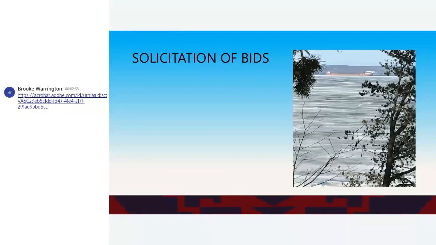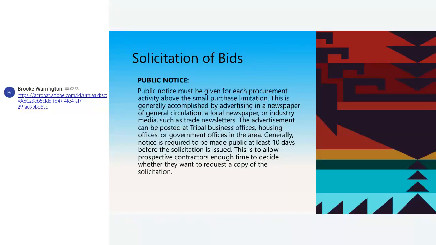So your solicitation of bids: public notice has to be given for each procurement activity over that small purchase limitation. It's generally accomplished by advertising in a newspaper of general circulation, local newspaper, industry media, trade newsletters. It can be posted at your tribal business offices, housing offices, government offices. Generally, notice is required to be made public at least 10 days before the solicitation is issued. It's to allow prospective contractors enough time to decide whether they want to request a copy of the solicitation. Okay, so it's a notice of solicitation of bids.